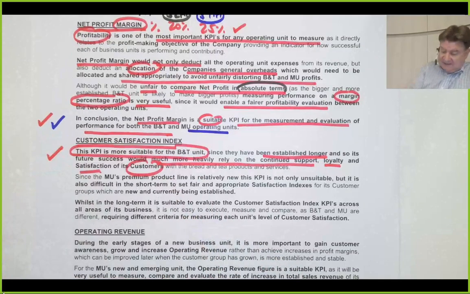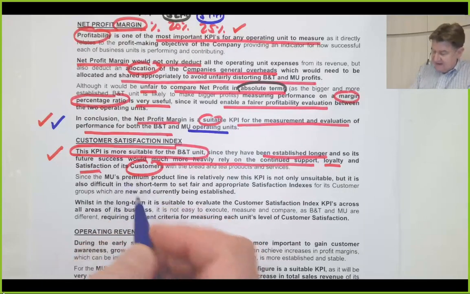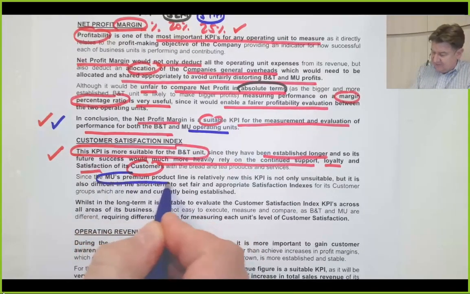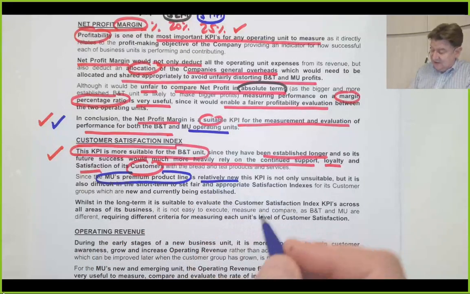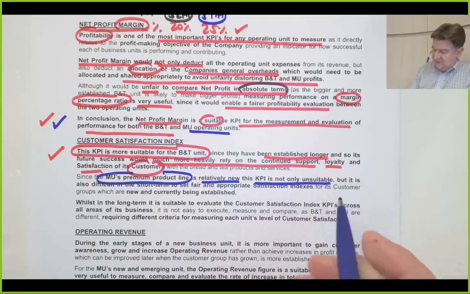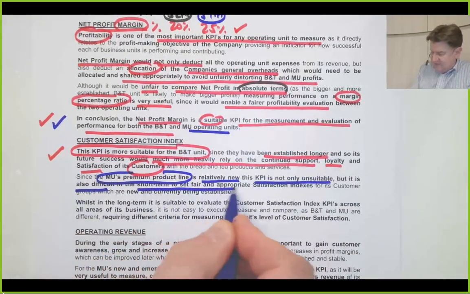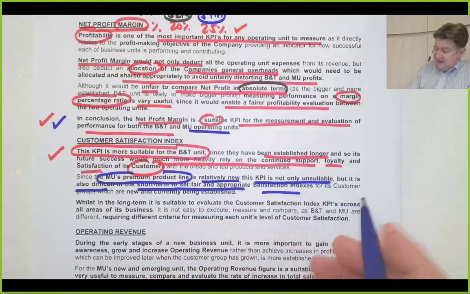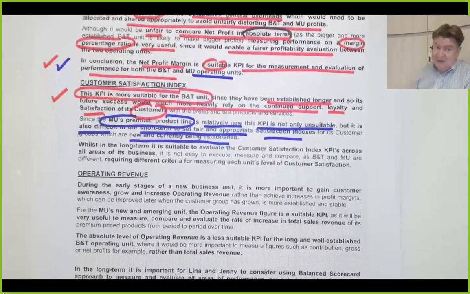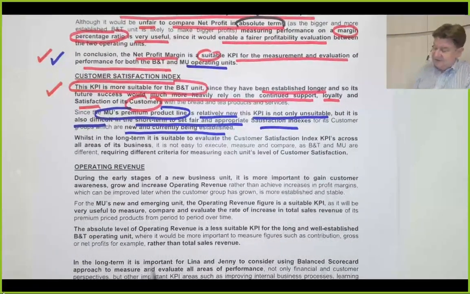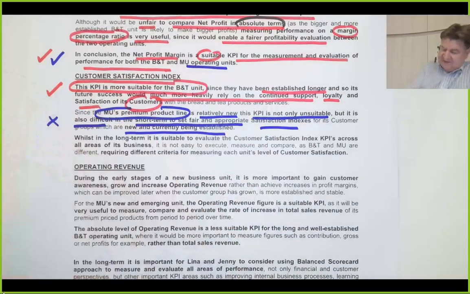So we're saying, look, this one's more suitable for that actual operating unit here. Let's say for the MU units, this is a premium product line. The point is this, it's relatively new, so not only is it unsuitable, but because it's so new, it'd be difficult in the short term to set fair and appropriate satisfaction indexes, because the group, the customers, is new and being established. We don't really know much about them so far, so we said, look, maybe customer acquisition will be better. So look, that is not going to be good there.